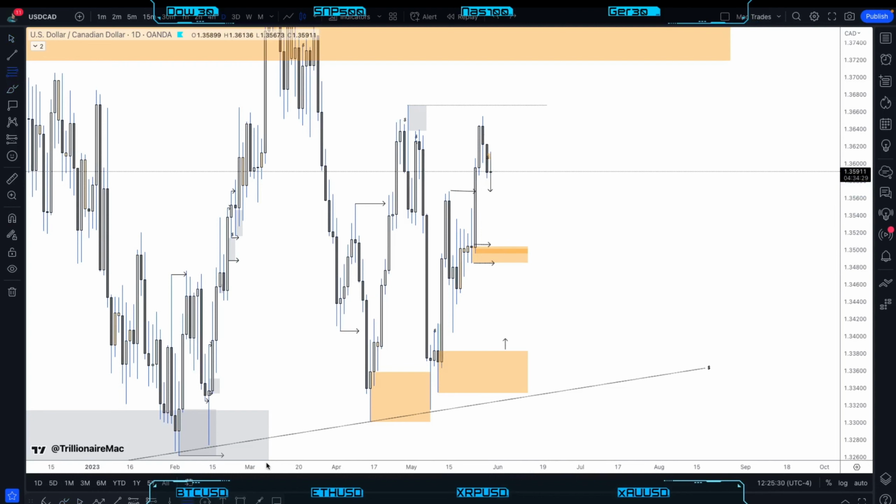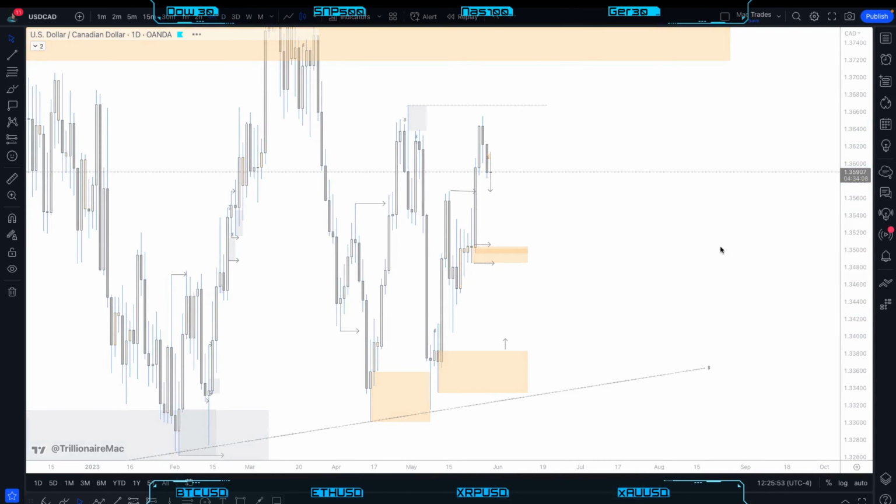If we're also looking at premium and discount structure of this current leg here, even though we haven't broken external structure just yet, 50% would be around this area here. So that would be our equilibrium, and anything below that, we would be looking to take a buy position. So we're currently within premium on the daily time frame, and on the weekly, we have time frame correlation and confluence.